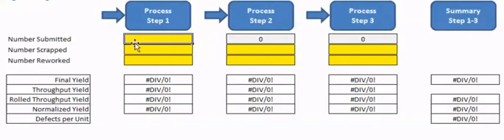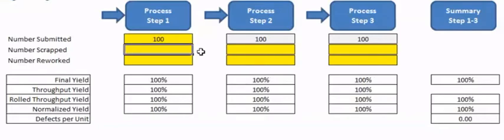Anywhere you see a yellow cell, remember it's asking for an input, and so we'll use an example of 100 units that were submitted into process step 1. And we'll assume that 15 of those were scrapped, and we needed to rework 5 of those. And we can see immediately that the final yield for process step 1 is 85%, right? Because we've got 100 units in and 85 units out.